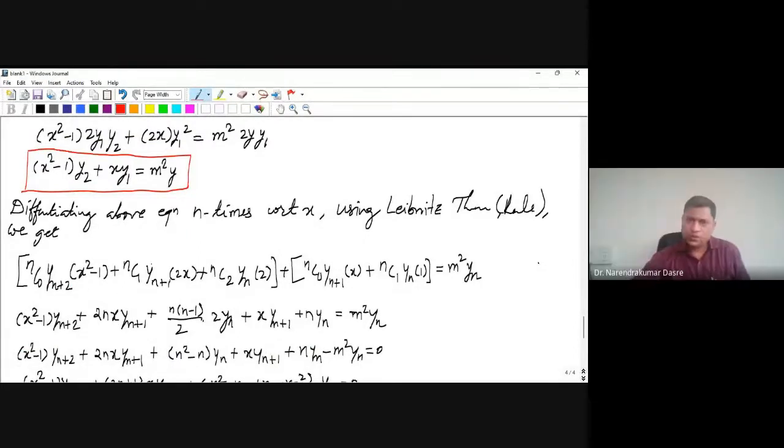Okay. So what we have to do in Leibniz theorem, see, nC0 u n v plus nC1 u n minus 1 v 1 plus nC2 u n minus 2 and v 2 and so on. This is how we have to proceed. Now tell me what will be u and what will be v for the first expression. Think of this only. What is going to be u and what is going to be v?